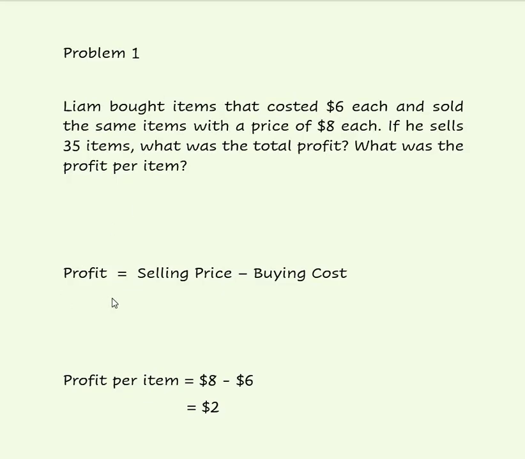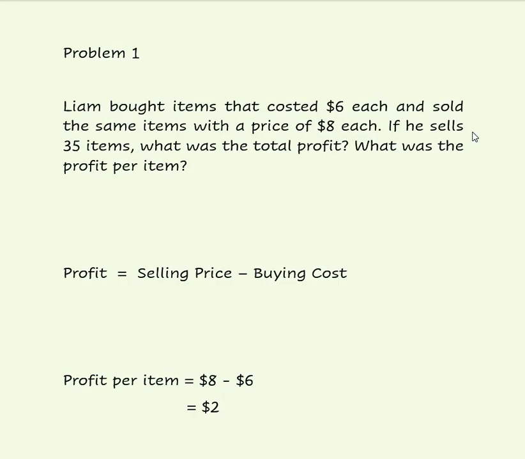We know profit equals selling price minus buying cost. Here the price of each item is $8 and the cost of each item is $6. So $8 minus $6 is the amount of profit per item. So profit per item equals $2. $8 minus $6 equals $2.